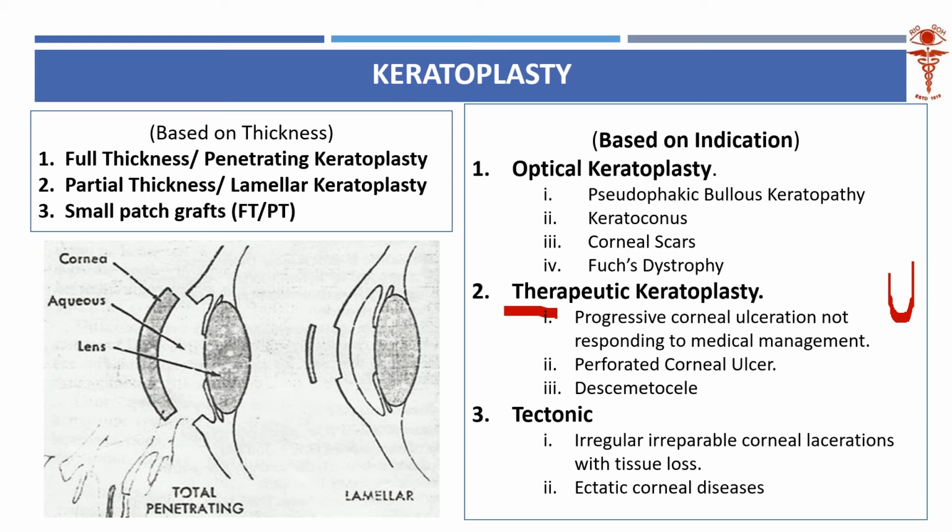The stitches are 16 radial sutures with 10-0 suture material. 16 sutures made of 10-0 suture material are used to stitch the cornea button to the recipient. This is done in therapeutic keratoplasty.